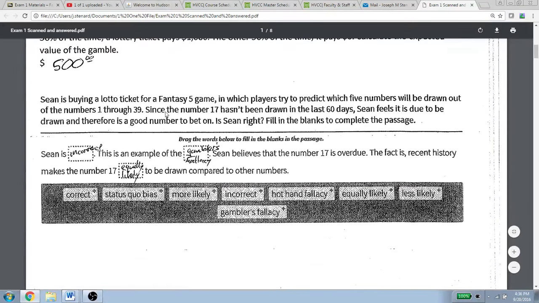Sean's buying a lotto ticket for a Fantasy 5 game in which players try to predict which 5 numbers will be drawn of the numbers 1 through 39. Since the number 17 hasn't been drawn in the last 60 days, Sean feels it's due to be drawn and therefore is a good number to bet. Is Sean right? Fill in the blank to complete the message. Nope, Sean is incorrect. This is an example of the gambler's fallacy. Sean believes that the number 17 is overdue. The fact is, recent history makes the number 17 equally likely to be drawn compared to other numbers.